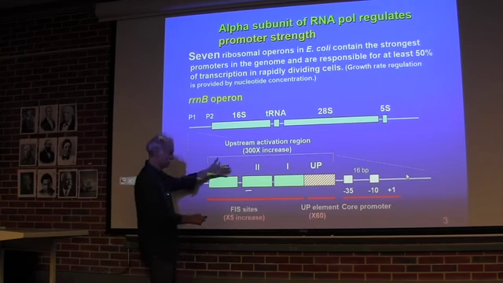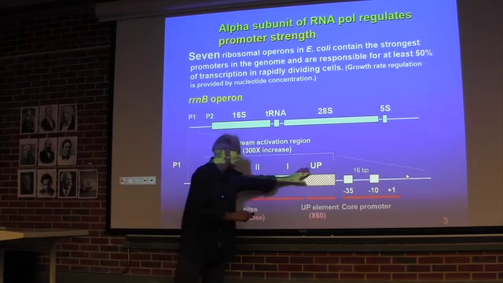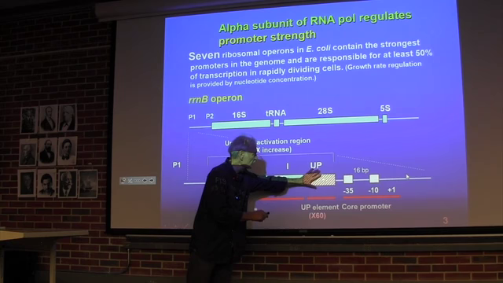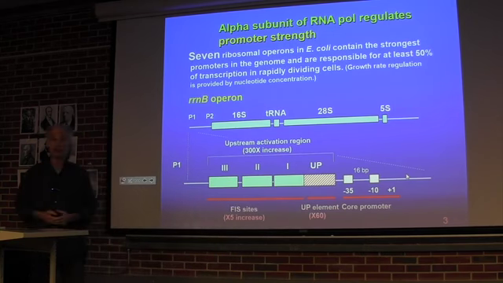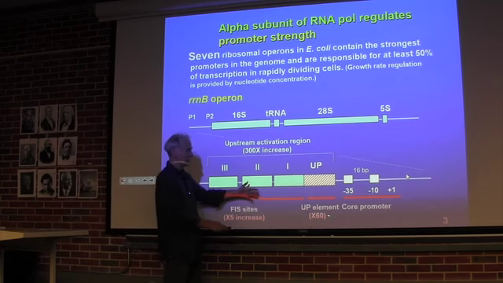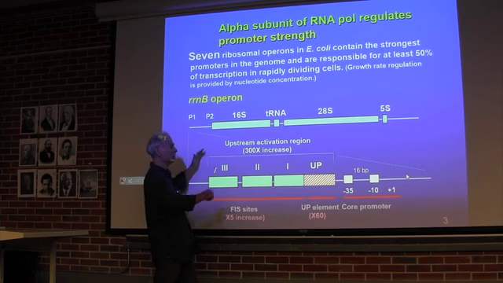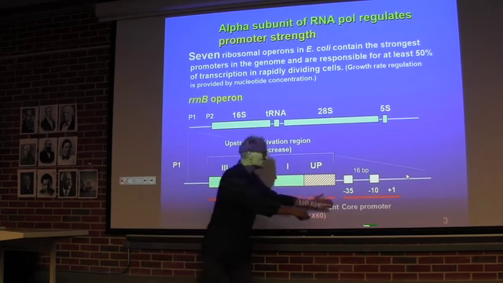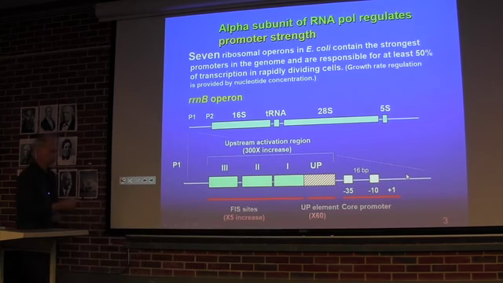FIS is the name of the factor. You really don't need to know that. Just look at the contributions here. This UP element increases the activity of this promoter by 60-fold. You get another 5-fold increase. So it's about a 300-fold increase together of having these other elements of the promoter outside of the so-called core promoter contribute to activity.